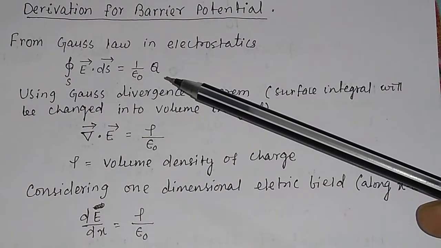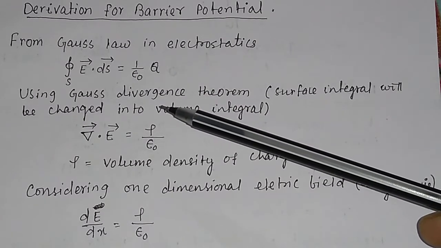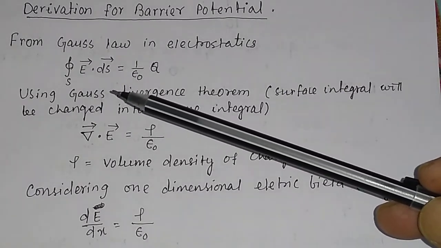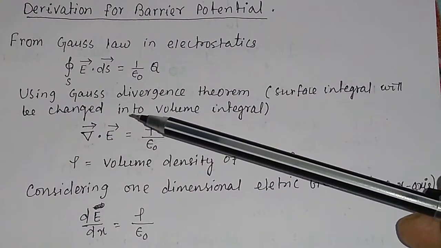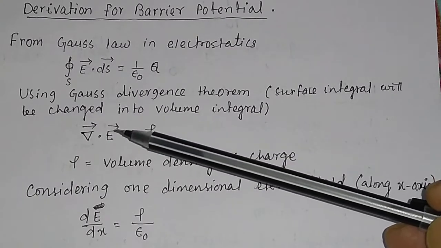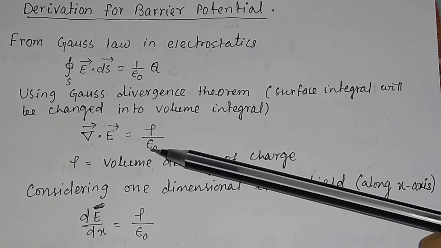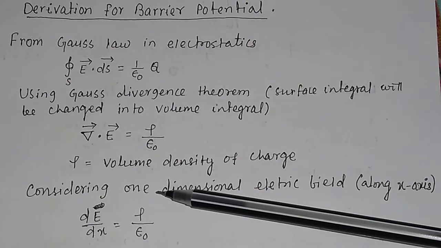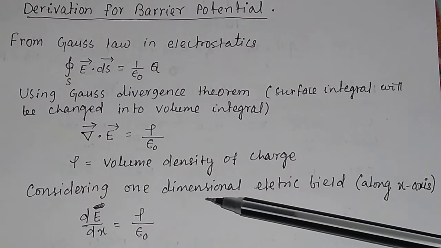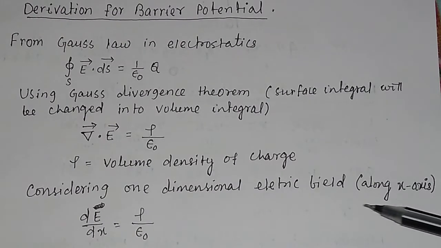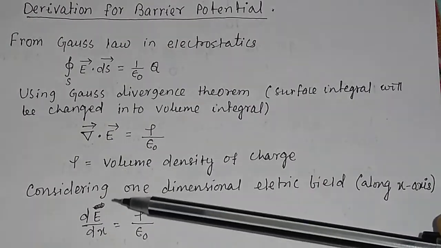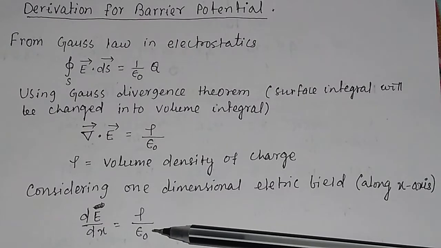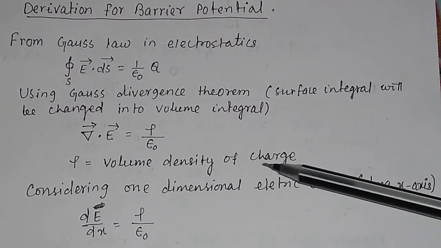to 1 by epsilon 0 times the charge enclosed by the surface. And if you use Gauss divergence theorem, the surface integral can be changed into a volume integral, and applying the Gauss divergence theorem, you can write del dot E equal to rho divided by epsilon 0, and this is the differential form of Gauss law. And if you consider a one-dimensional electric field, that is, suppose I have taken here field along the x-axis, then the differential form can be written as derivative of E with respect to x equal to rho divided by epsilon naught. And here rho is the volume density of charge.